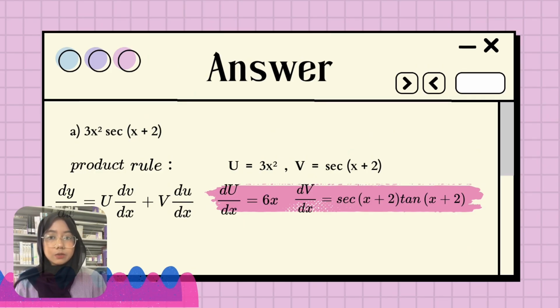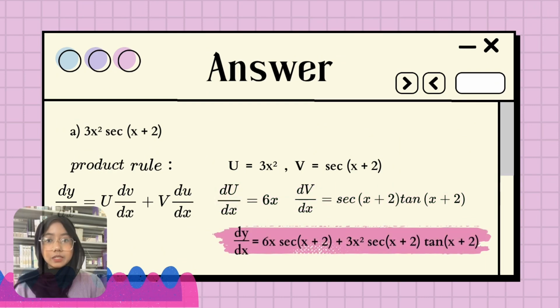dy/dx equals 3x² multiplied by dv/dx, sec x + 2 tan x + 2, plus sec x + 2 multiplied by du/dx, 6x. Which gives us dy/dx equals 3x² multiplied by sec x + 2 tan x + 2 plus 6x multiplied by sec x + 2. So we arrange dy/dx equals 6x sec x + 2 plus 3x² sec x + 2 tan x + 2.